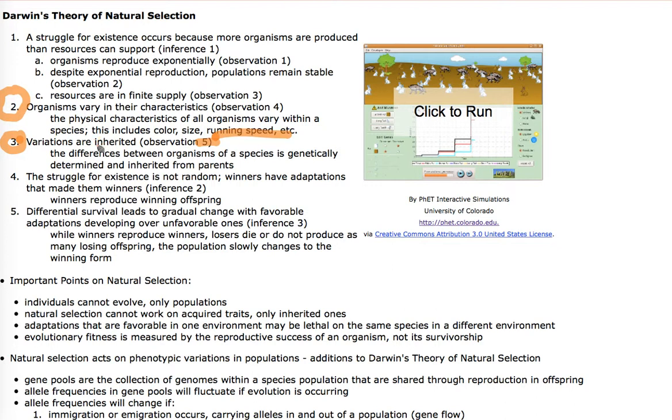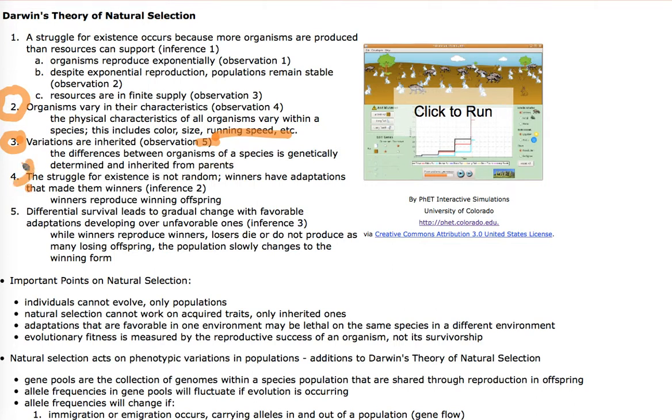Blending inheritance did not support how the differences between organisms of a species that are genetically determined and inherited from parents would support evolutionary theory, because it was shown unequivocally and mathematically that if blending inheritance was correct, even the fittest organisms on the planet would be watering their genes down as they bred, because their kids would always be a blend of the two parents and not discrete characteristics from one or the other parent.